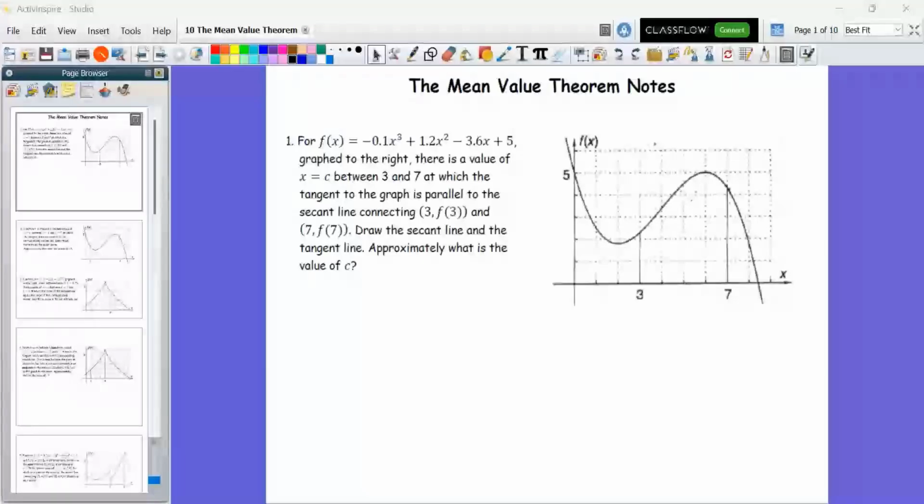Hi everyone. So today we're going to take a look at the mean value theorem. Now before we actually get to the theorem, let's take a look at a few examples here. So here we have a function f of x, which is defined and graphed to the right.